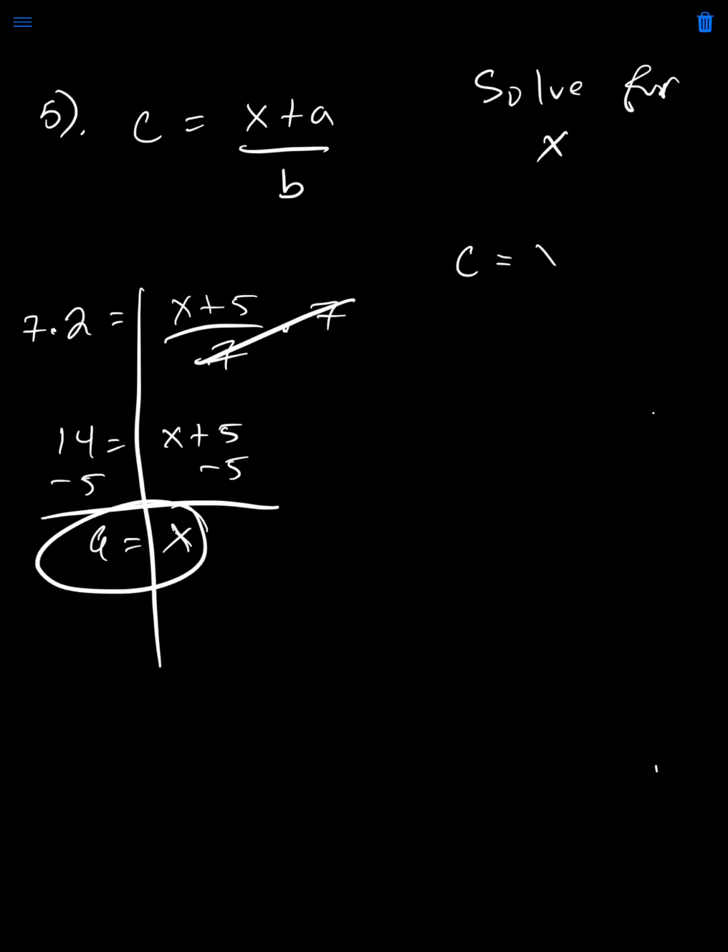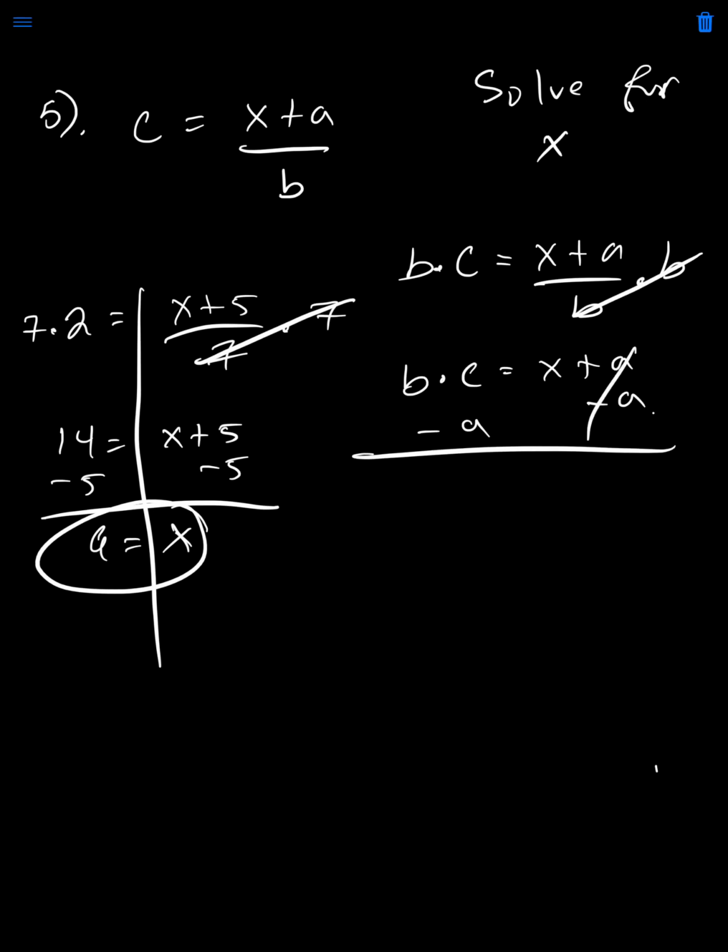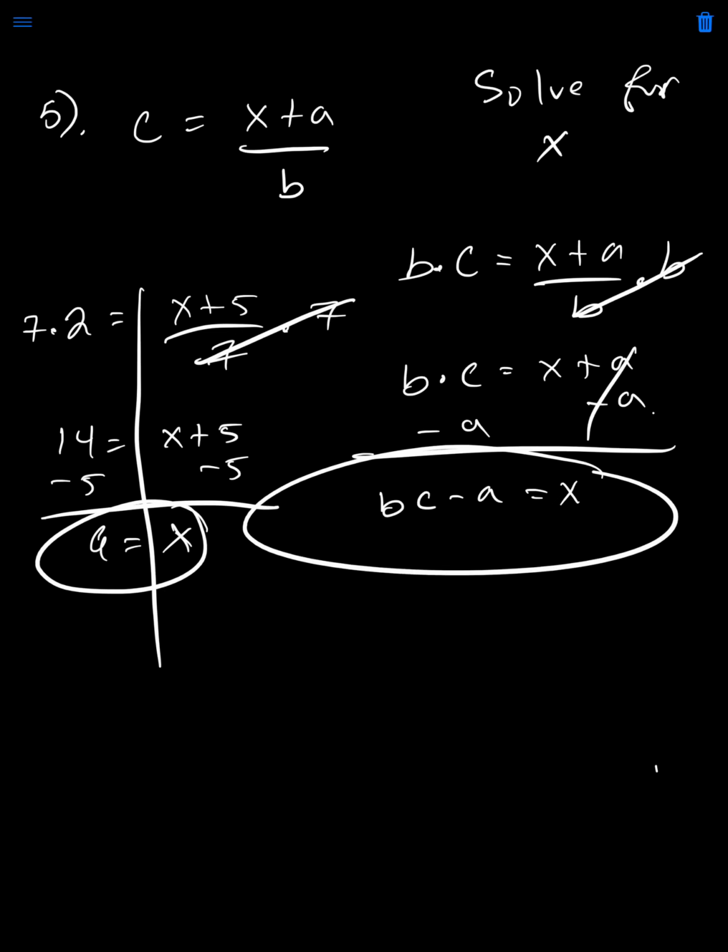Now I'm going to come back over here. And remember, the whole point of all of this is to solve for x. So that means you're going to have x on one side of the equal sign. So I have c equals x plus a divided by b. I'm going to multiply both sides by b to get rid of it. So b times c is equal to x plus a. Subtract a on both sides. So that leaves me with bc minus a is equal to x.